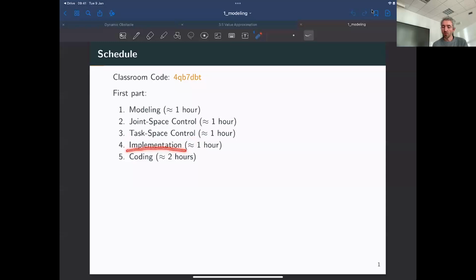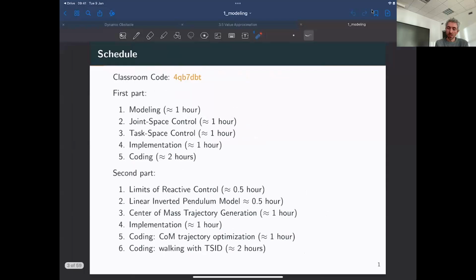Then we're going to move to the more pragmatic side of this course, which is how to implement this. So we're going to spend 1 hour doing an overview of the implementation still using slides. And then we're going to spend 2 hours actually working on the code. I'm going to give you more details on the code in a moment.